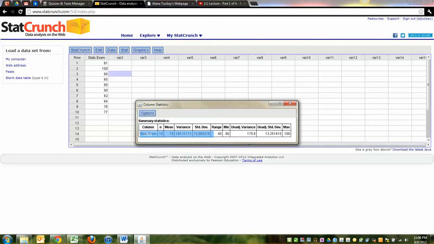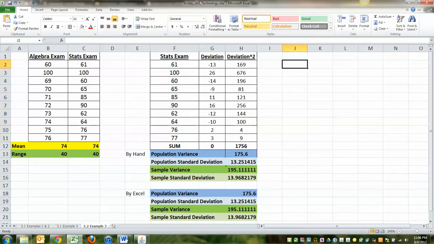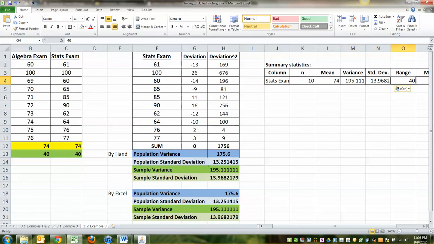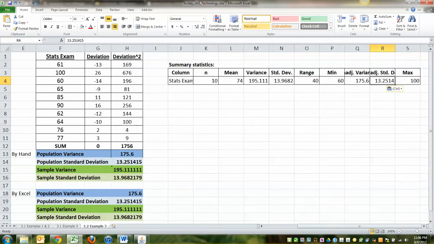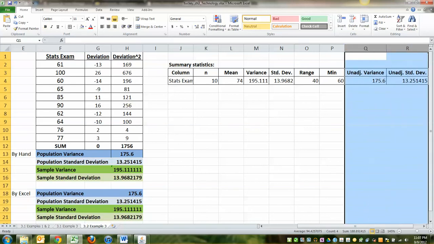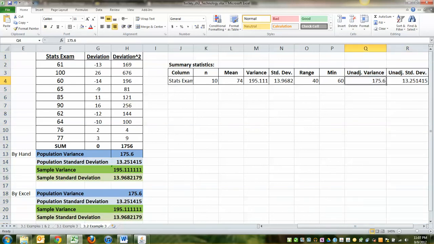I'm going to copy. And I'm going to go to Excel. I'm going to paste it in. Paste. And there they are. So you can see them right there. There's the variance, 195.11. There's the standard deviation there. If you go over here to unadjusted, see those? Those are the population values, 175.6 and 113.25. Oh, let me color them. There you go. Now you can see the relationship.